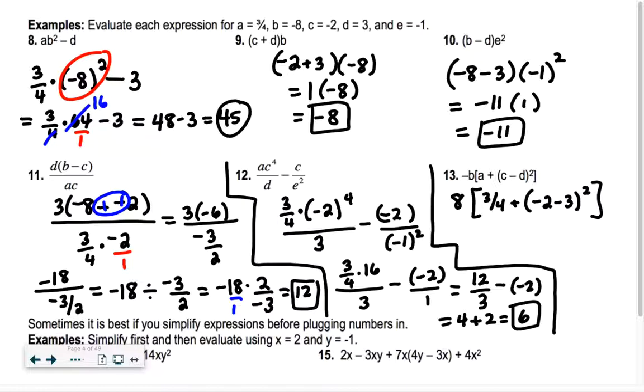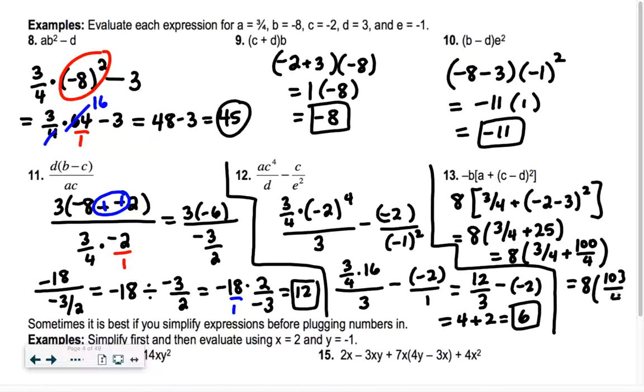So Cassie, what do you think? -2 minus 3 is -5. What do we get when we square it? 25. So we did -5, we squared it, we got 25. So then here's the gross part, because we have 3/4 plus 25, which isn't very fun. Right, so we're getting common denominators. How could I rewrite 25 so it has a common denominator? Isn't it 100 over 4? That's the same as 25, right? So we have 8 times 103 over 4, which again, you can think of it as 8 over 1 if you want.